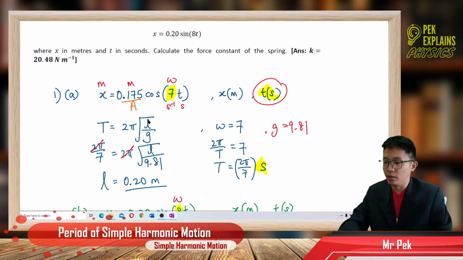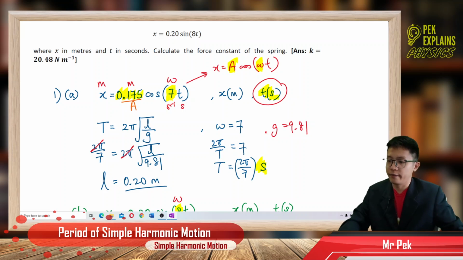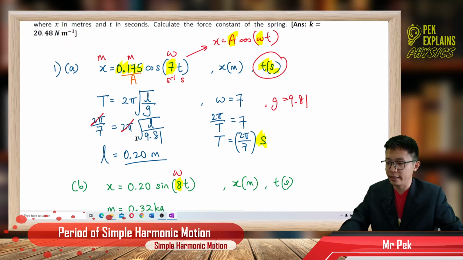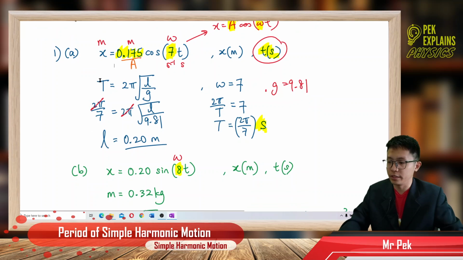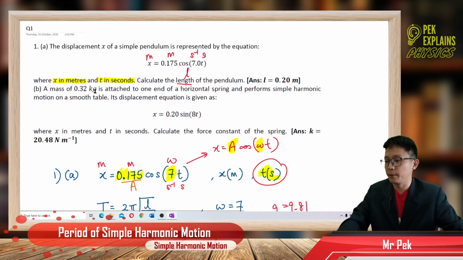So always compare the equation with the general equation, x equals A cos omega t. Do you understand that? This omega is the 7, and the amplitude is 0.175. From omega I can get the period, and once I have my period, I get my length using this formula. Very simple.